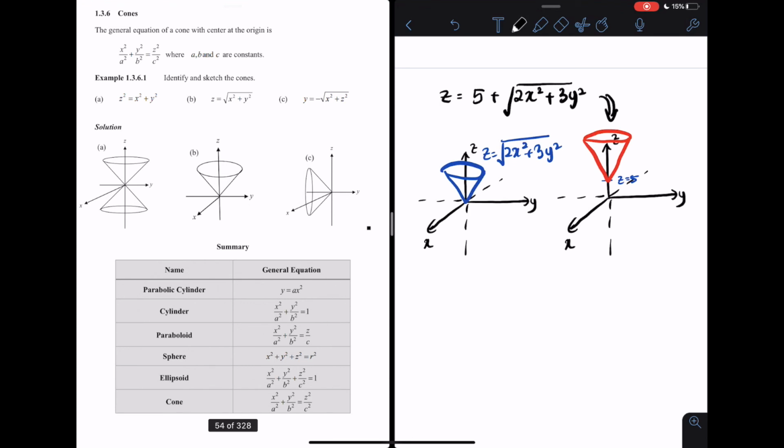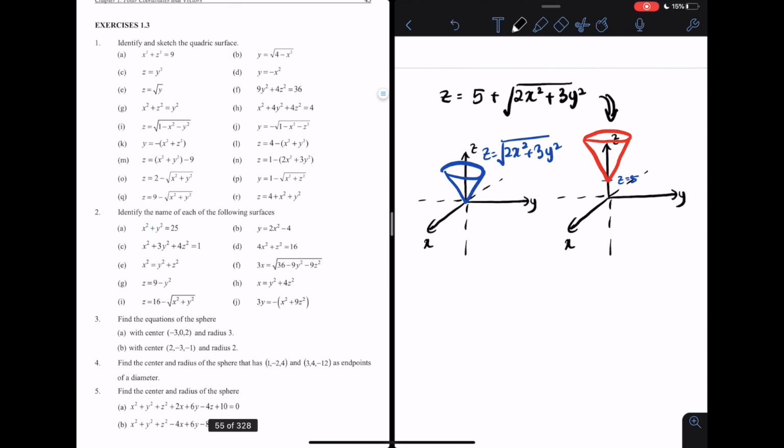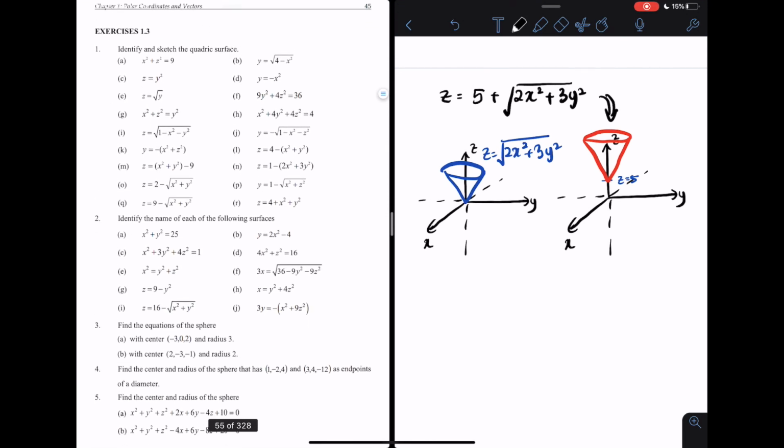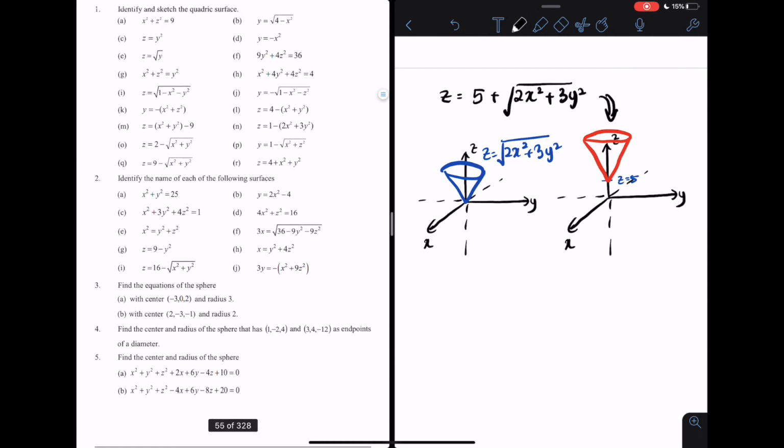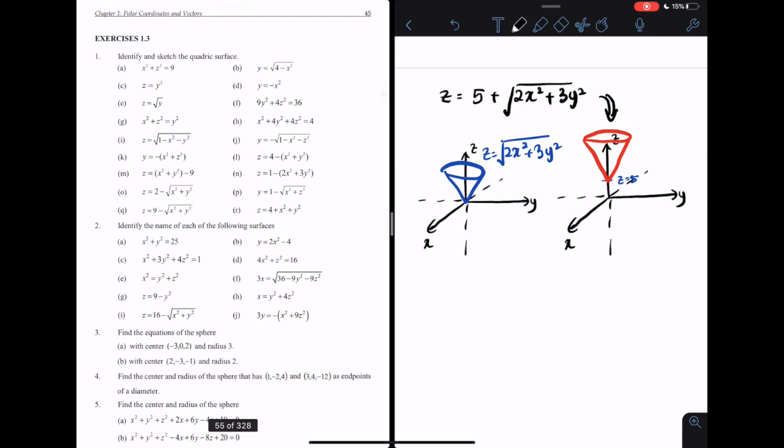So I really hope you get something from this video, and I hope you can spend some time to go through all the exercises on page 45, exercises 1.3, so that you can get yourself familiar with this question. And remember, this is one of the famous questions that will be asked during the mid-semester tests, which will happen in March 2020. So till then, see you again in our class. Bye.